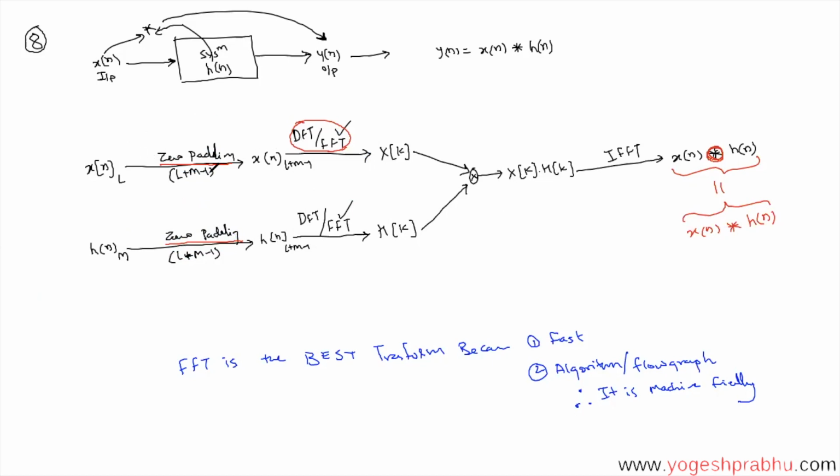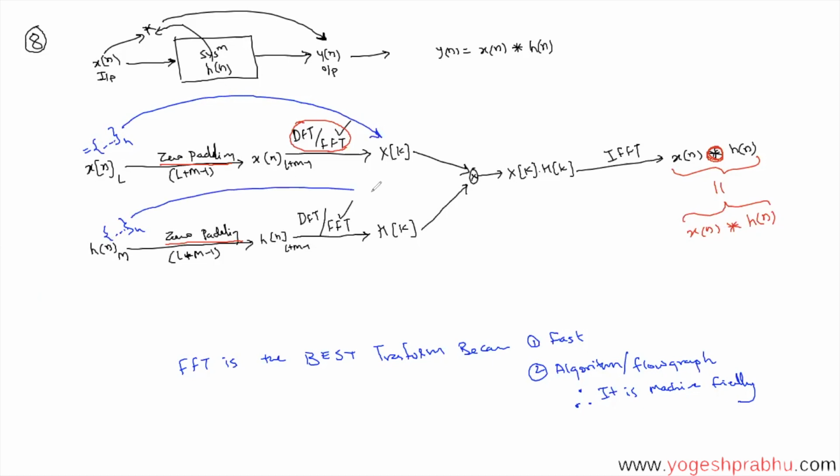Well, this diagram is self-explanatory, right? You take your x of n and h of n, do the zero padding. After you do the zero padding, you get x of n and h of n padded up. Let me give you an example to make you understand. If x of n is a 4-length sequence, and h of n is also a 4-length sequence, there are 4 things in there. Now if you take an FFT, you're going to get x of k.